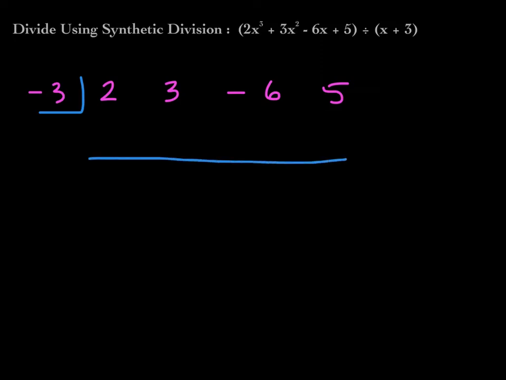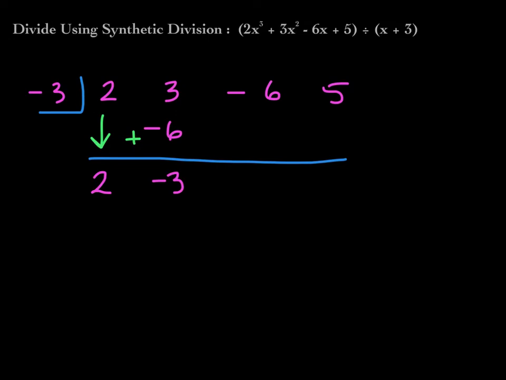The first thing I do is I bring down this 2 right here. So then that's 2. And then watch this pattern, okay? Multiply negative 3 times 2. That is negative 6. The next step in the process, now catch this, is to add. So 3 plus negative 6 is negative 3, okay?